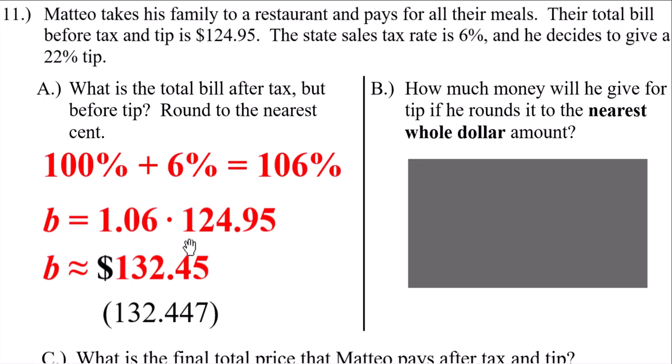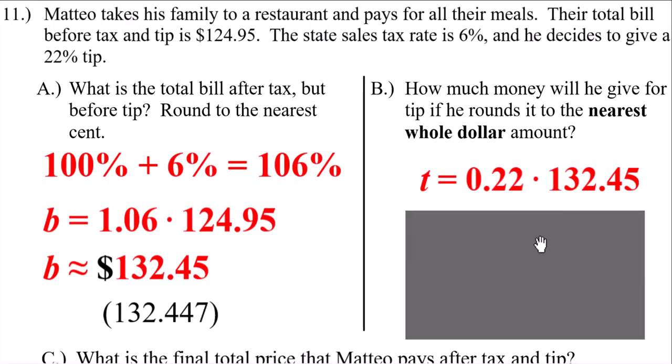Now, if you've ever seen your parents or grandparents pay for a bill on a receipt at a restaurant, this is the kind of thing they see. They don't see the 106%, but they see the price after tax, like you see right here. And then they figure out how much tip they're going to give. The tip we said in this problem for Mateo was 22%.